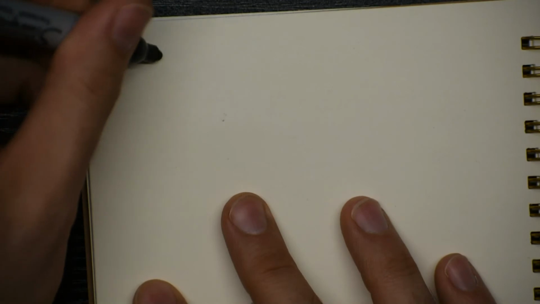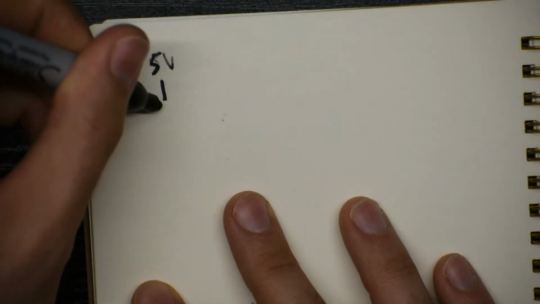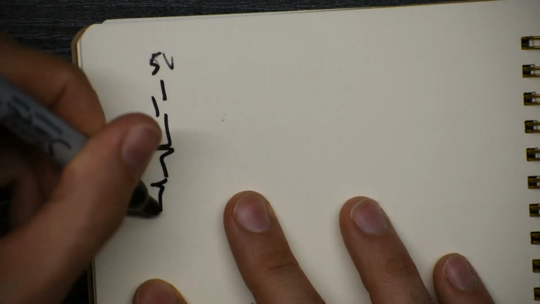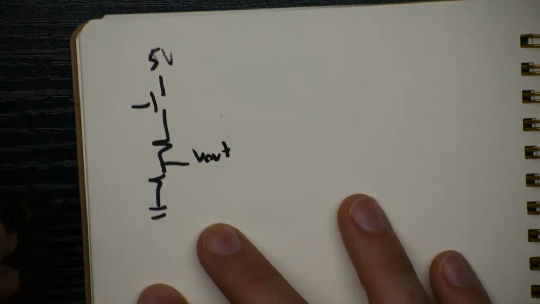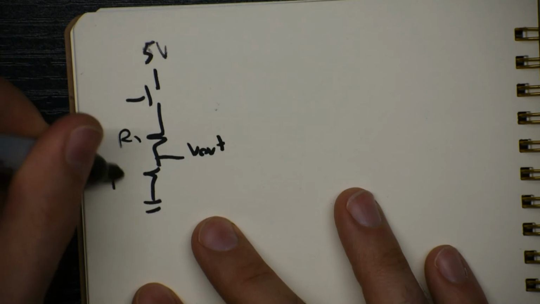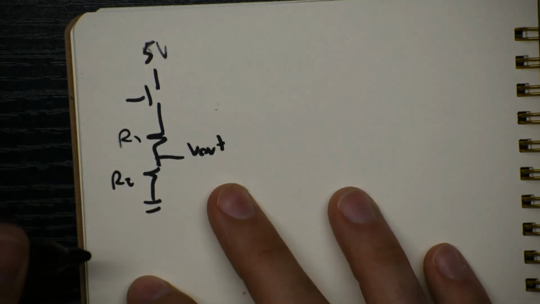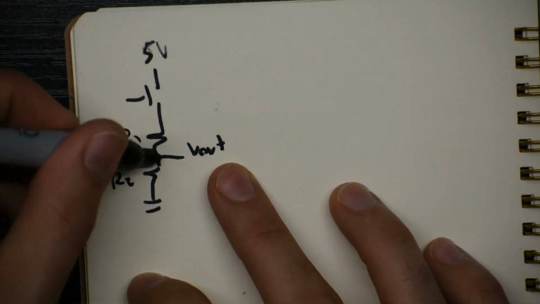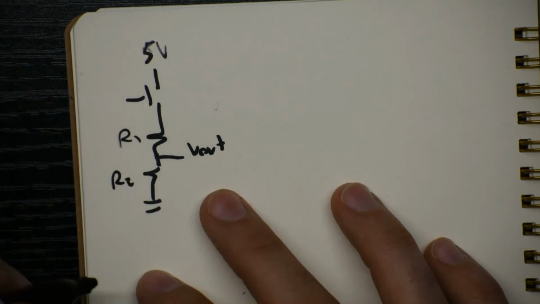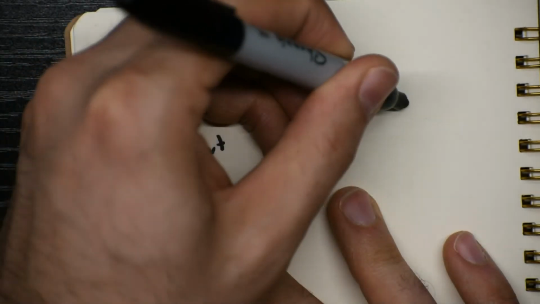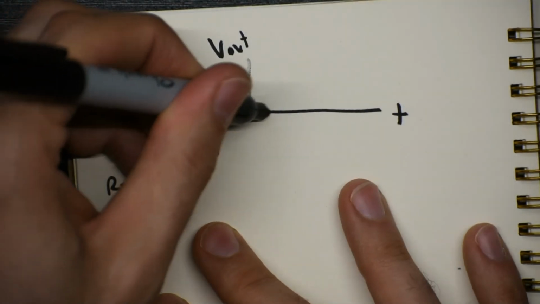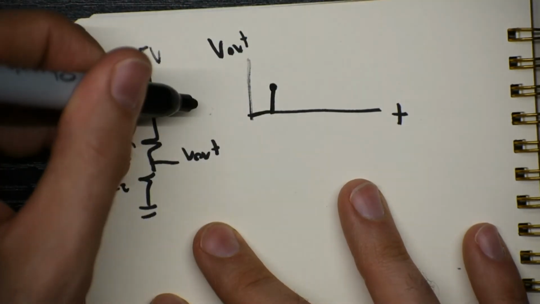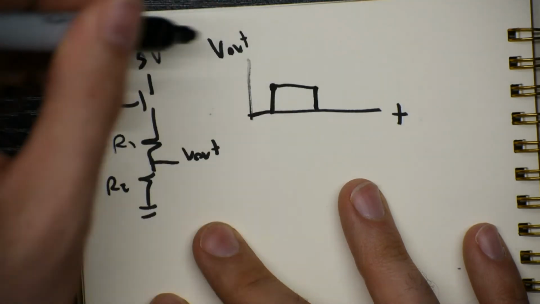Well, if we had just looked at this circuit instead, 5 volts to a button, to a resistor, to ground. So this is just a voltage divider, R1 and R2, where V out is some voltage depending on the ratio of R1 and R2. And we looked at that versus time. Well, when I pushed the button, it would go up to whatever that voltage was. And when I let go of the button, it would go back down to 0.